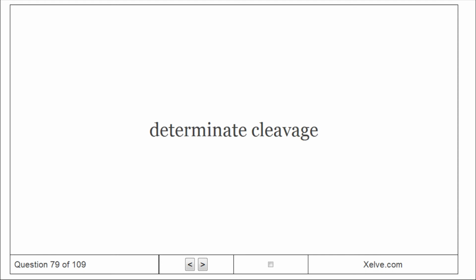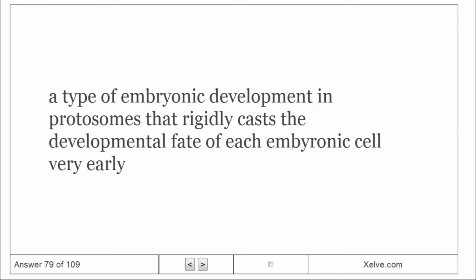Determinate cleavage: a type of embryonic development in protostomes that rigidly casts the developmental fate of each embryonic cell very early.